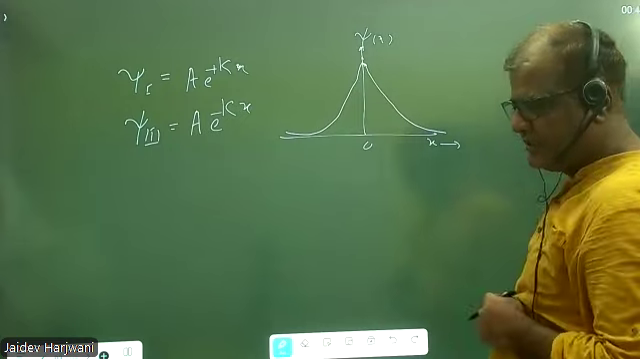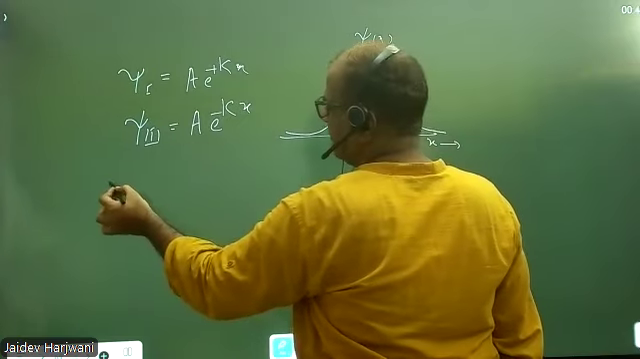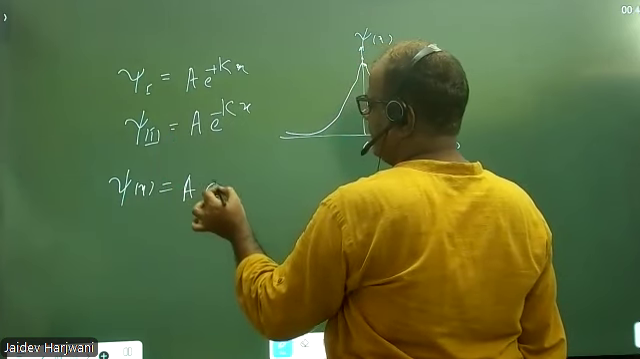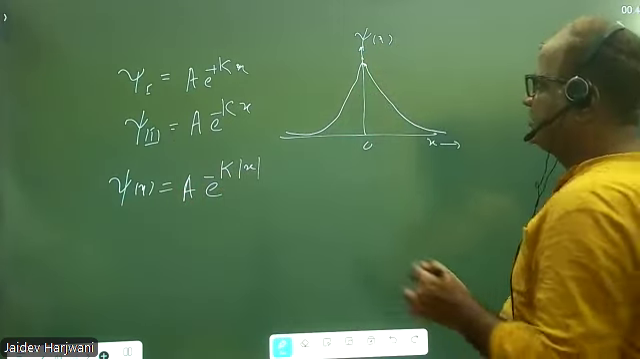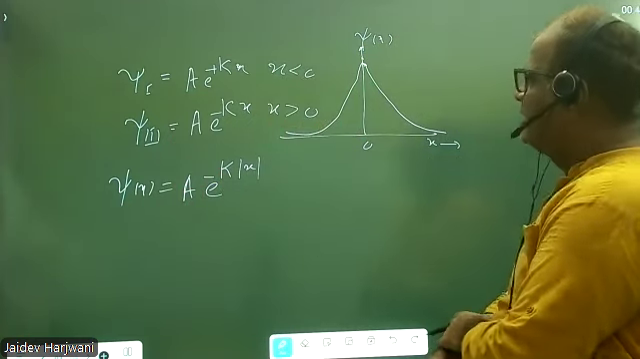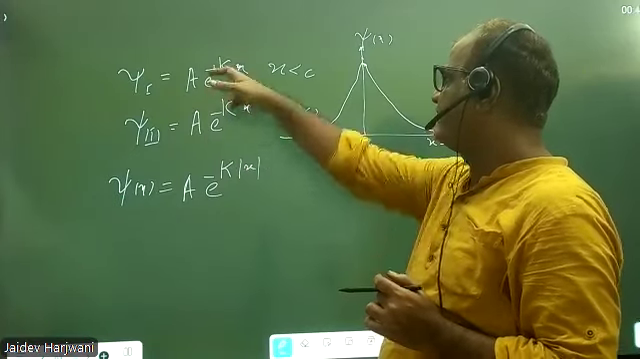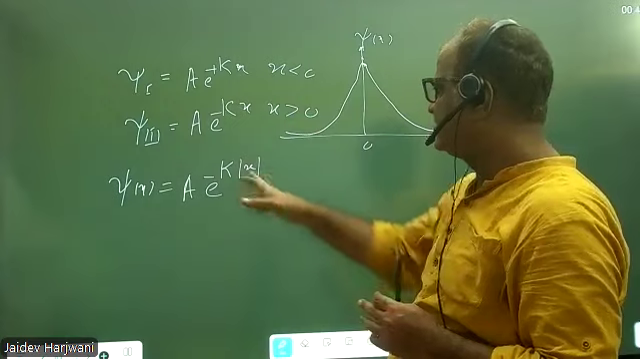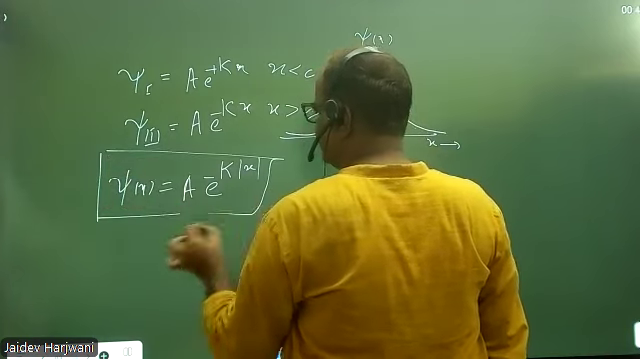So this is the shape of the wave function, and these two wave functions can be combinedly written as a e^(−κ|x|). This is for x less than 0, and this is x greater than 0. If I write x less than 0, then |x| becomes minus x, so the exponent becomes plus κx. And for x greater than 0, |x| will remain positive x. So combined together, this solution can be written like this.